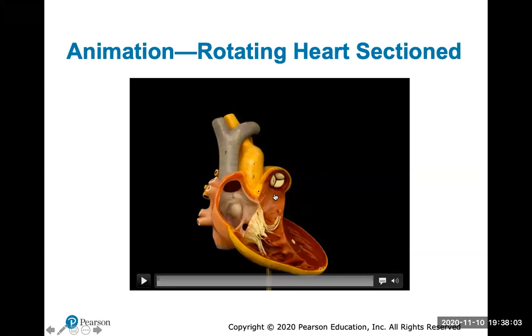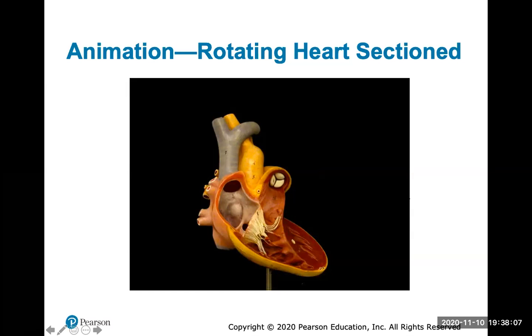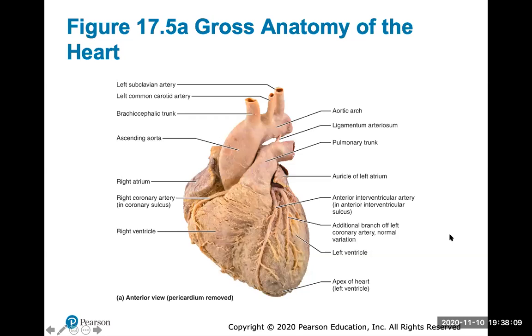Here's a great animation of a rotating heart section that you guys can take a look at. More gross anatomy of the heart. Again, it's showing an anterior view, showing some of these anterior interventricular arteries that come down in the anterior interventricular sulcus. Here's a right coronary artery in the coronary sulcus. So again, just a great look at a cadaver heart that's been expertly dissected, which is kind of cool to see.